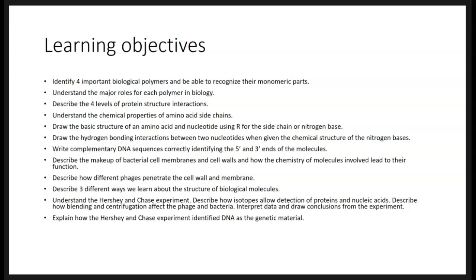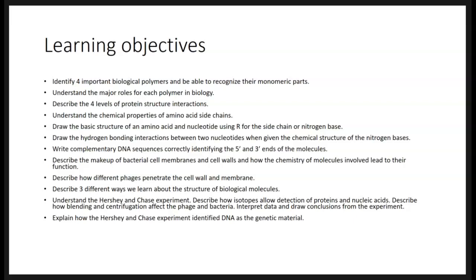You should identify the 4 important biological polymers and be able to recognize their monomeric parts. Understand the major roles for each of these 4 polymers in biology. Describe the 4 levels of protein structure interaction. Understand the chemical properties of amino acid side chains.